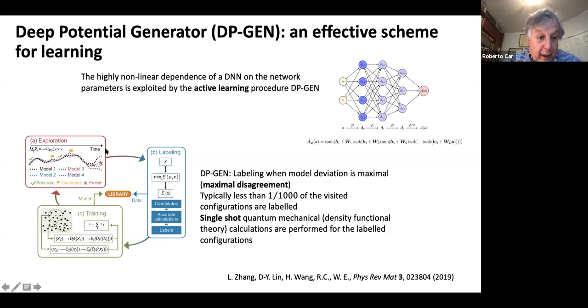So we label this configuration, and we do a quantum mechanical calculation for this particular configuration, adding it to the library of the training data, and we improve the training of the model by this additional configuration. We proceed in this cycle until the network is sufficiently good over the entire range of thermodynamic conditions of interest. So this is the procedure that we use.